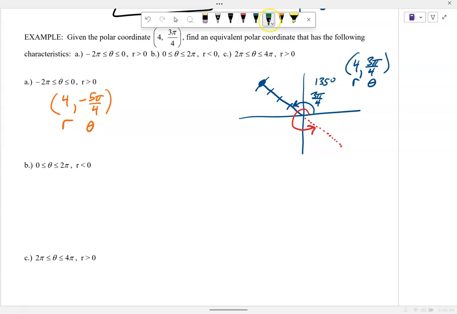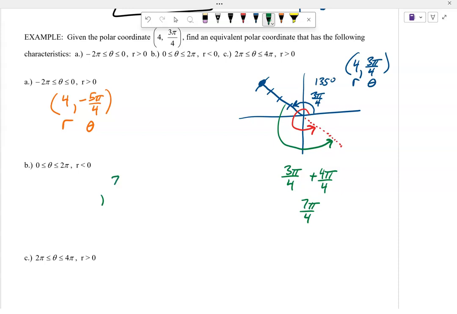Well, 3 pi fourths is the blue, but then plus another 180 degrees on top of that. So it's 3 pi fourths plus another pi. So 3 pi fourths plus 4 pi fourths is 7 pi fourths. So I want my angle to be 7 pi fourths. All right, so I'm rotating around here to 7 pi fourths, but then I've got to make my r be negative 4 to flip that around. So it ends up being right there. 1, 2, 3, 4, and I end up at the same spot with a negative r.